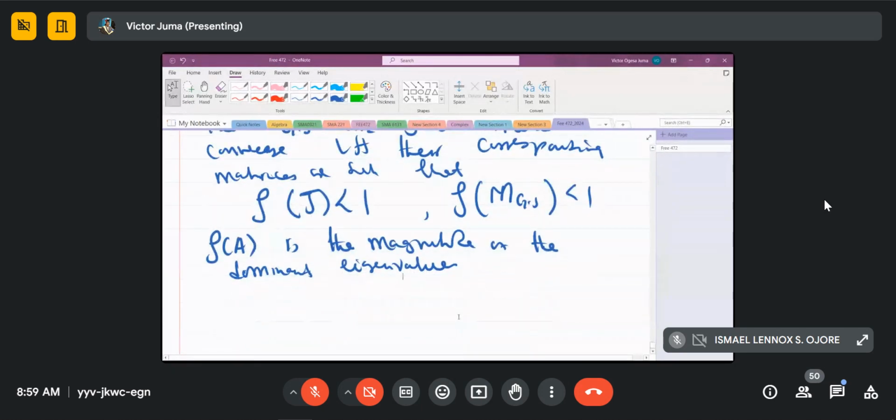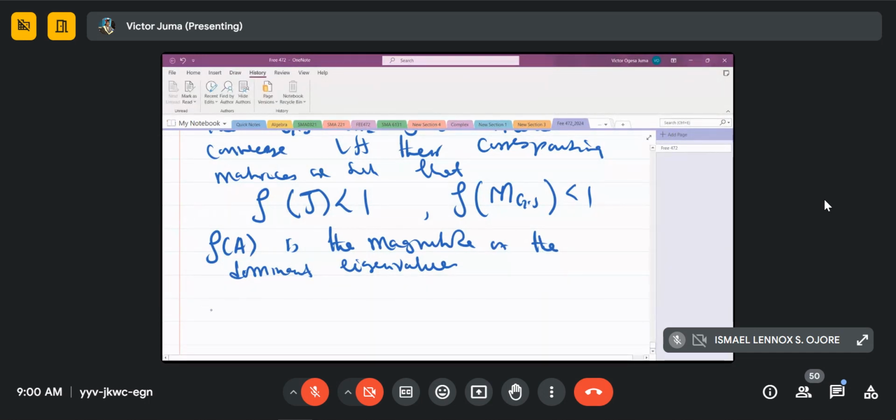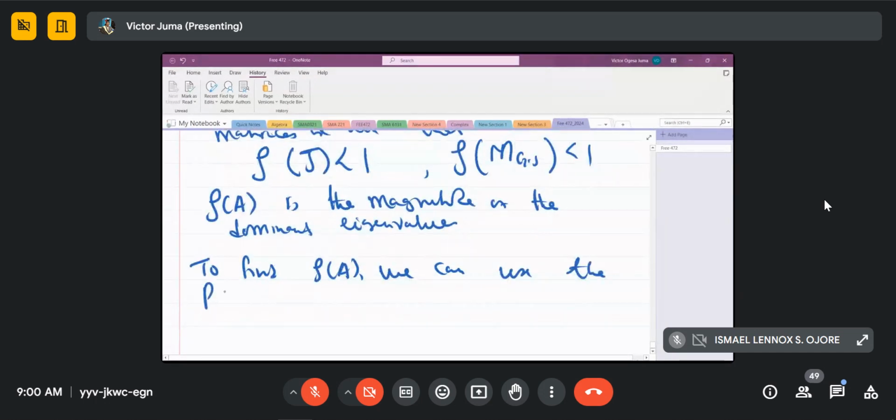And so there are so many ways of finding the eigenvalues. There are so many ways of finding the dominant eigenvalue. In particular, we can look at this method. To find rho(A), we can use the power method. You just take an initial guess of the eigenvector and you start computing the matrix. You form those eigenvectors and then you normalize on one variable until they are the same.